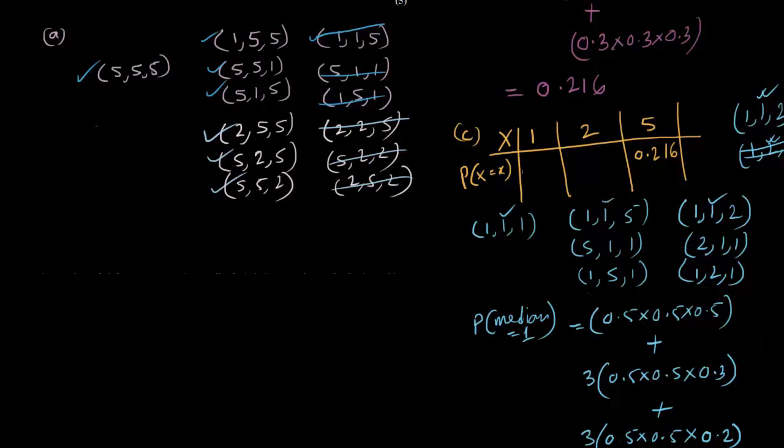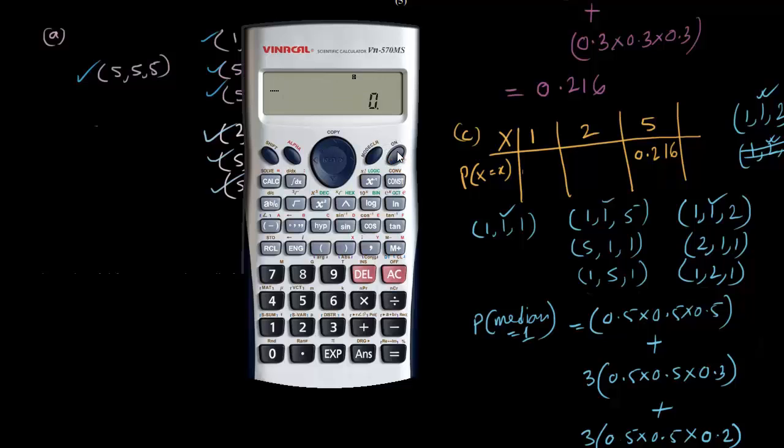So let me calculate this. So the first one would be 0.5 into 0.5 into 0.5, that is 0.5 whole cubed, plus then we have 3 into 0.5 into 0.5 into 0.3, plus 3 into 0.5 multiplied by 0.5 multiplied by 0.2, and we get 0.5.